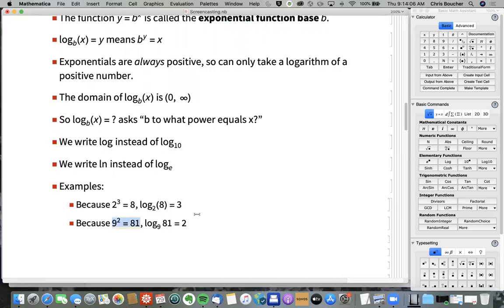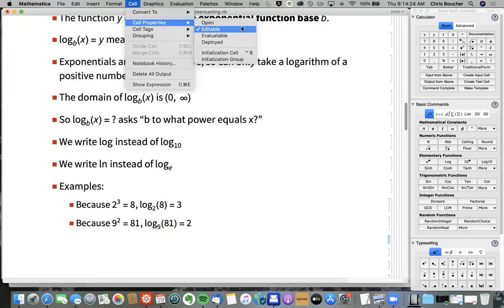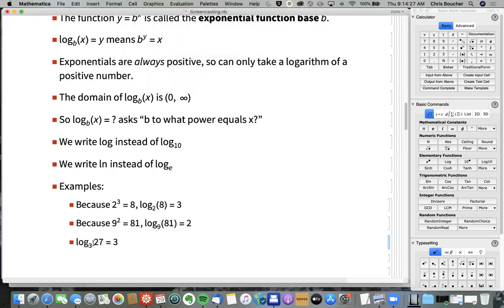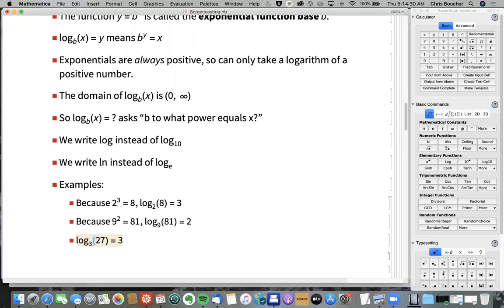Here's another exponential equation: 9 squared is 81. That means 9 to the 2 power is equal to 81. So when I take the log base 9 of 81, I'm asking, what do I raise 9 to get 81? Well, the answer is 2. So the log base 9 of 81 is 2. More examples. What is the log base 3 of 27? Suppose we didn't see the answer here. I'm asking myself, what power do I have to raise 3 to get 27? Well, 3 to the 1 is 3, 3 to the 2 is 9, 3 to the 3 is 27. So there's my answer.